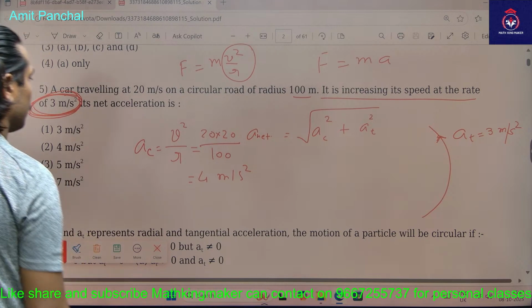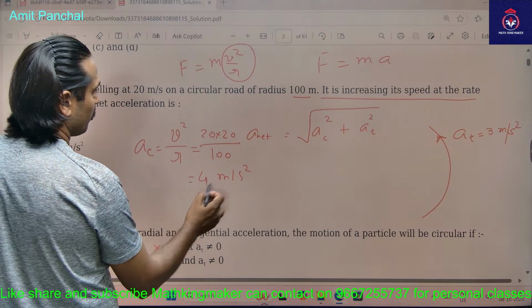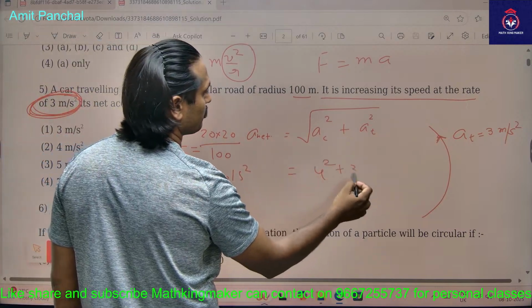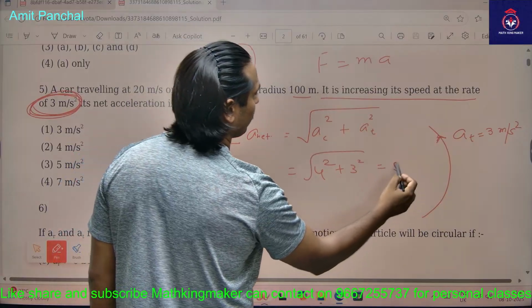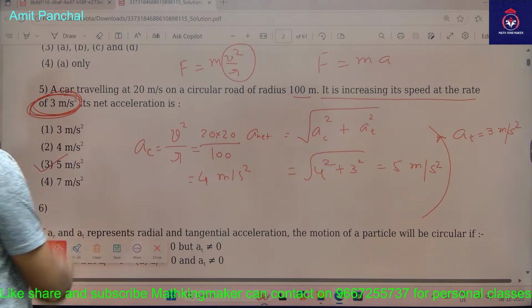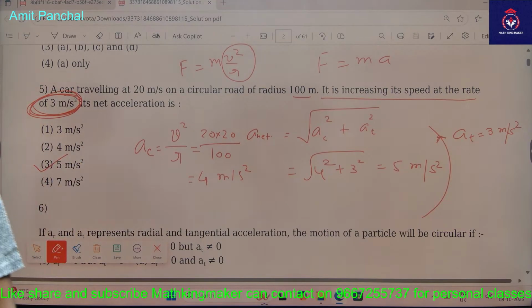Okay, sir. So centripetal acceleration is 4 meters per second square. So A net will be the square root of 4 square plus 3 square. So that will be 5 meters per second square. Okay. So A net is 5 meters per second square. Third option is the right answer.